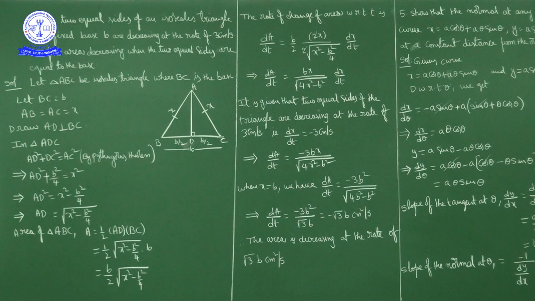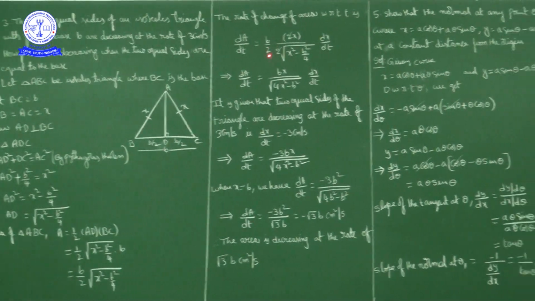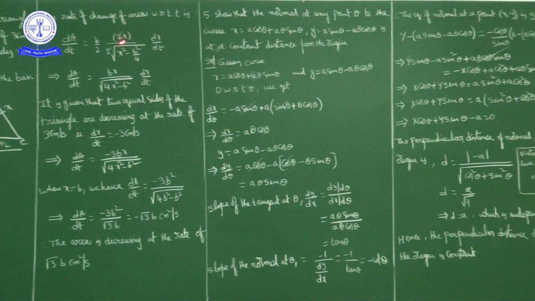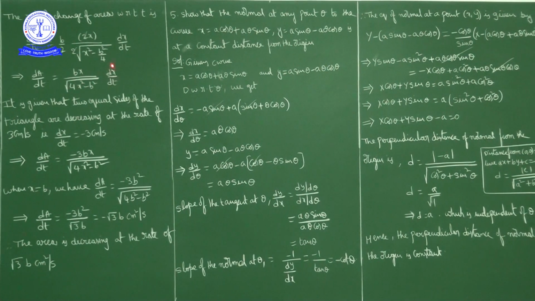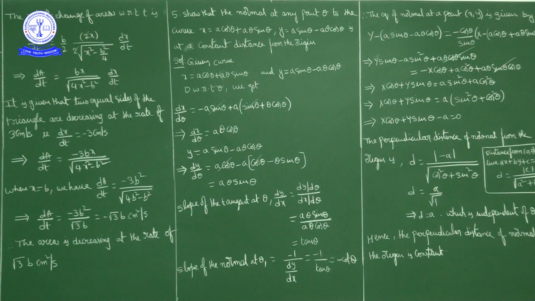So dA by dt is equal to what we got here, 2 cancel, here 2 cancel. Moreover, if you take LCM here, so LCM is 4x square minus b square by 4, under root of 4 is what? 2. Okay, this 2 cancel. So what we get? bx upon square root of 4x square minus b square into dx by dt. Okay, this is dA by dt.